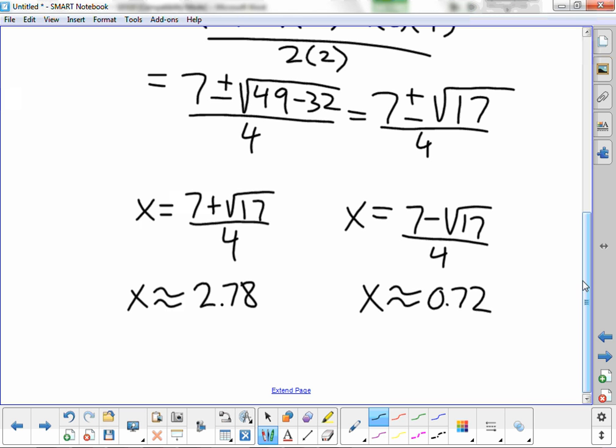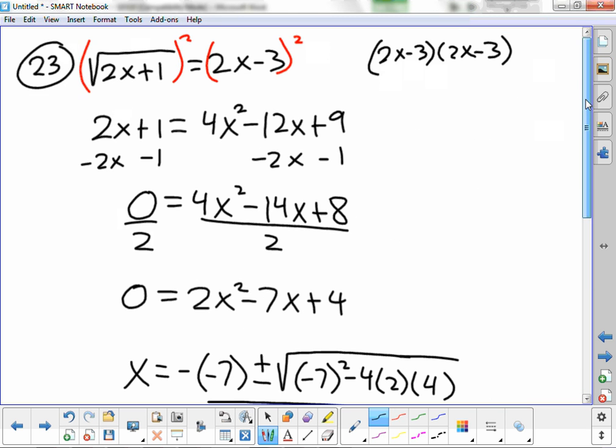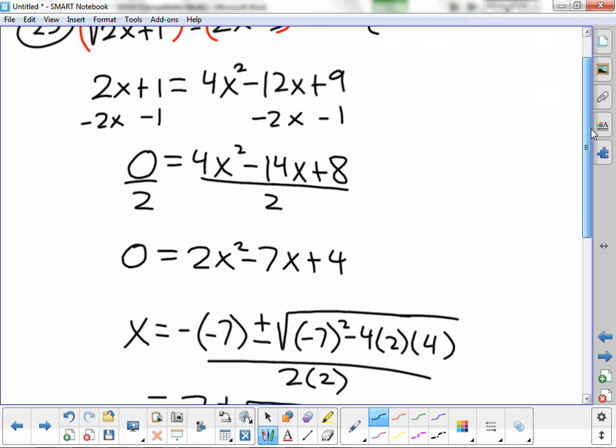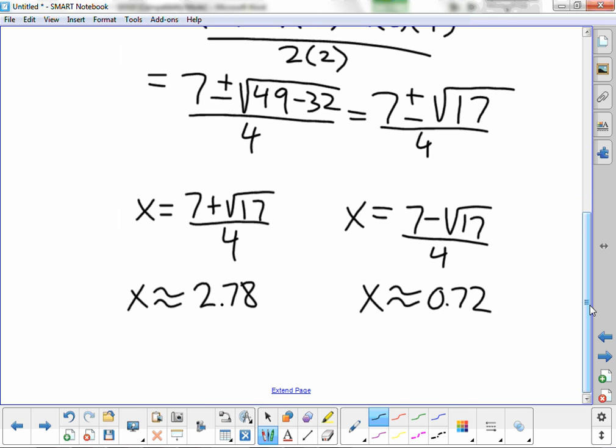Now, it turns out when you plug those back into the original, the square root of 2x plus 1 and 2x minus 3, only one of them is going to work. And the one that works is this one. This other one is an extraneous solution, so this is the only one that you box.